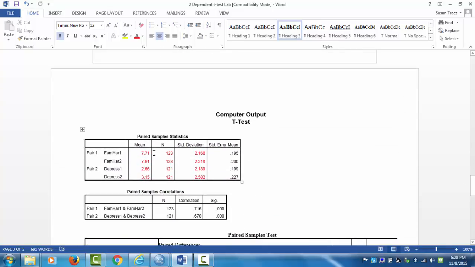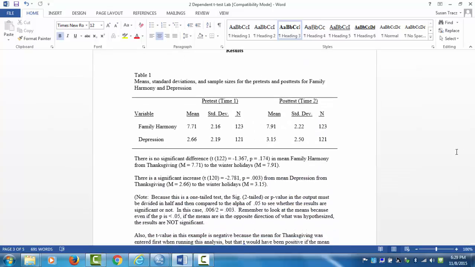For family harmony, the mean at Thanksgiving is 7.71, and in the winter it is 7.91, not very different. So I'm going to put my mean at the pre-test, 7.71, here, my mean at the post-test, 7.91, here, and I think the rest of it is pretty straightforward.